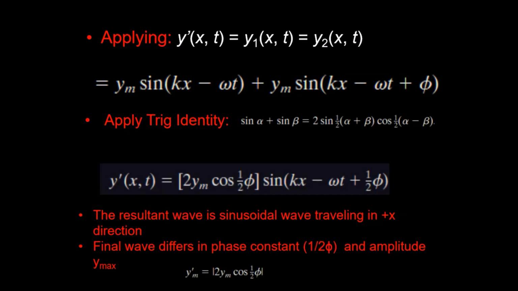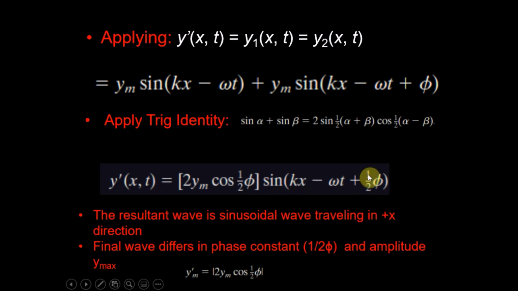If you go to the back of the book, or just look online for a simple trig identity, you'll find that sine alpha plus sine beta, these two terms added together, will be 2 sine 1/2 alpha plus beta times cos 1/2 alpha minus beta in this kind of expansion. This means that y prime, the new amplitude of these two waves, will be 2y cos 1/2 phi sine kx minus omega t plus 1/2 phi.